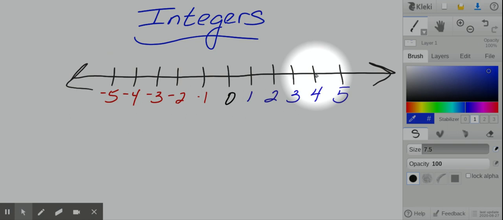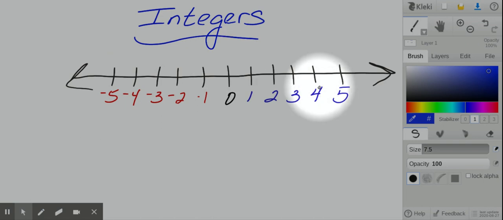Now 4 is how many units away from 0? Well, if we were to hop and we stay at 4 and we hop back to 0, 1, 2, 3, 4 units away from 0. So integers are the distance they are from 0 on a number line.